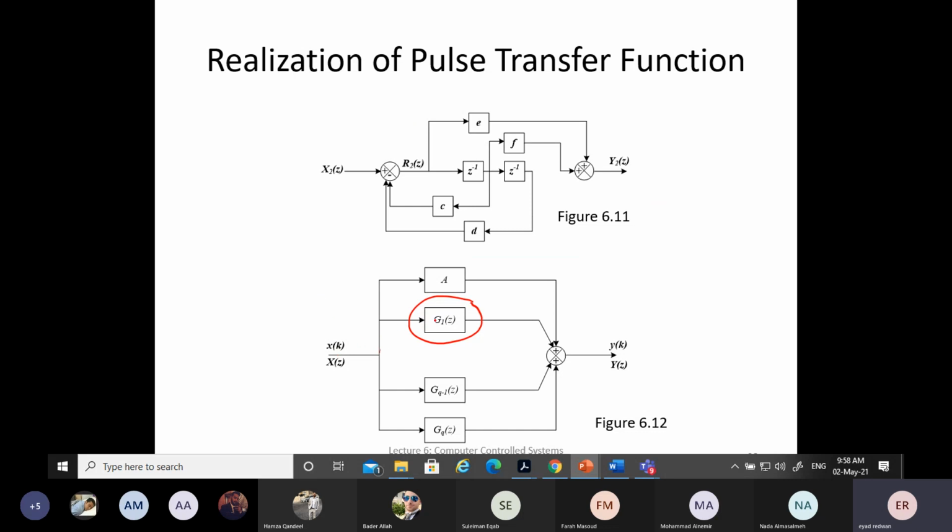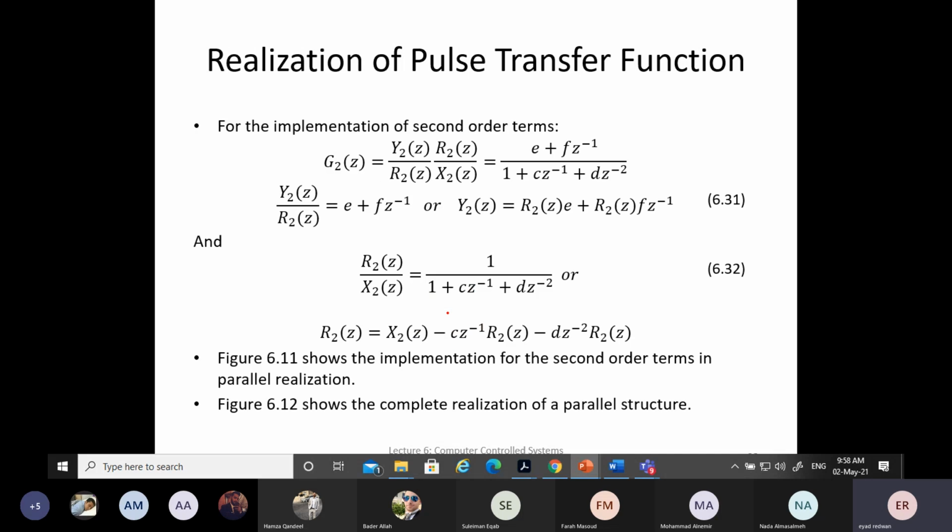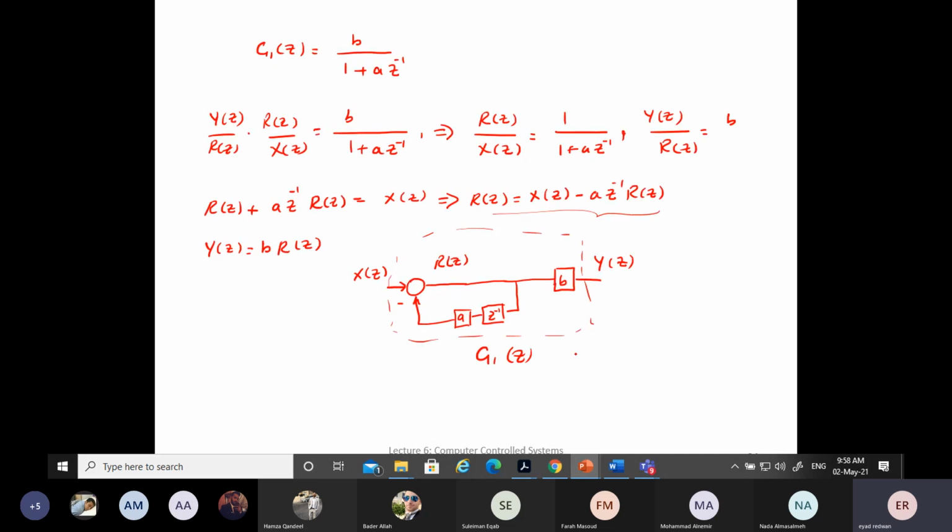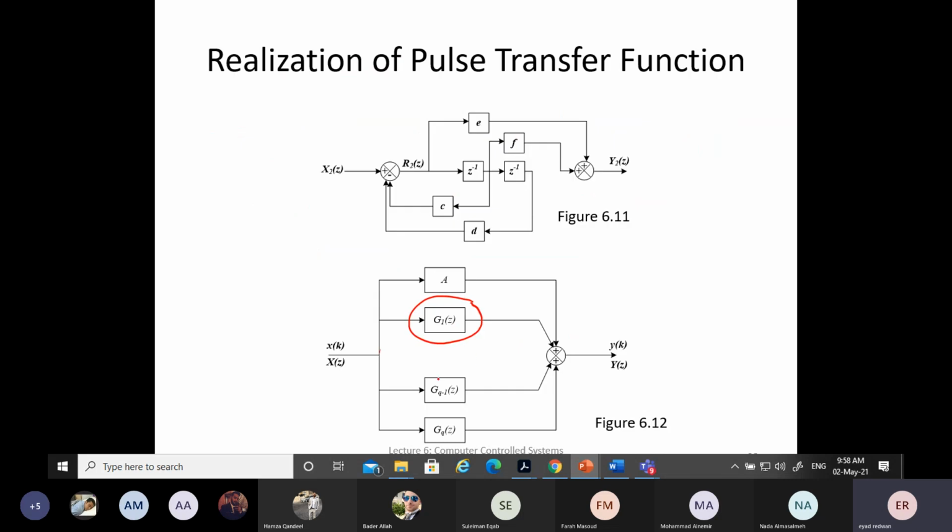Now notice that the input goes into this. There's a constant term. This is G1(z). Any first order term, you have to implement it the same way as I did here. This is the first order term. Now if I have a second order term, for example, then the constant in parallel with the first order term, in parallel with the second order term, the summation of all of these, notice that the input is X(z) to all of it, and the output is Y(z). So a second order term, again, it is easy to implement.